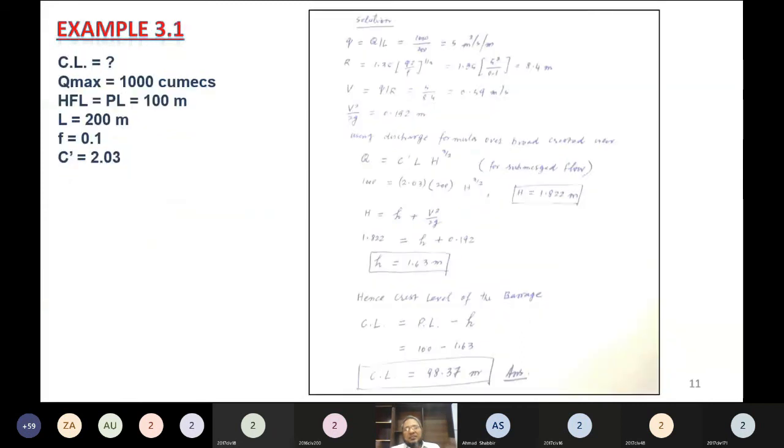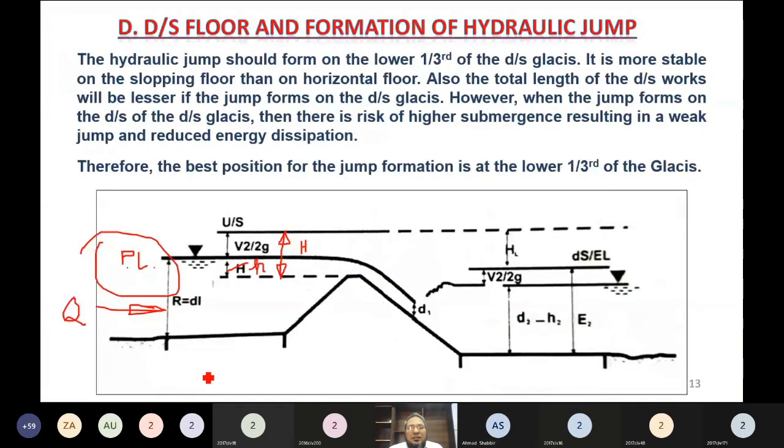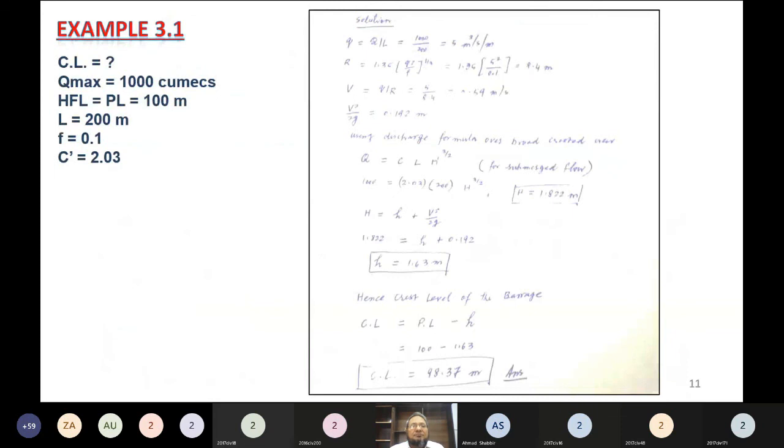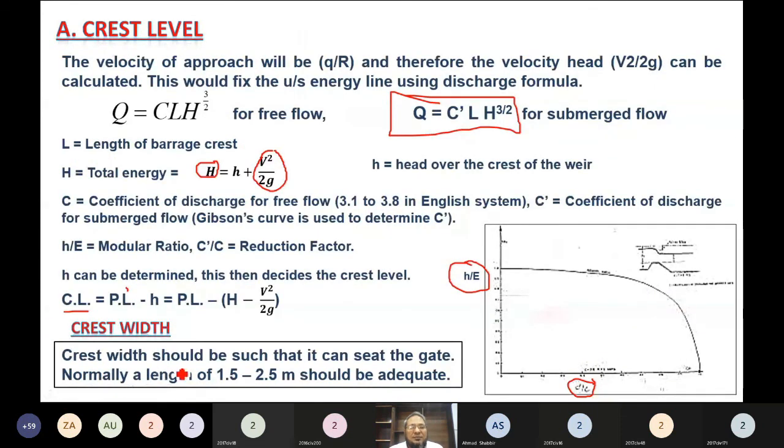So how much should the width of the crest be? This one. What should be the width of the crest? Here, what has to seat? The gate has to rest here. The gate will come here, right? So how much should its width be? The crest width should be such that it can seat the gate. Normally, a width of 1.5 to 2.5 meters should be adequate.